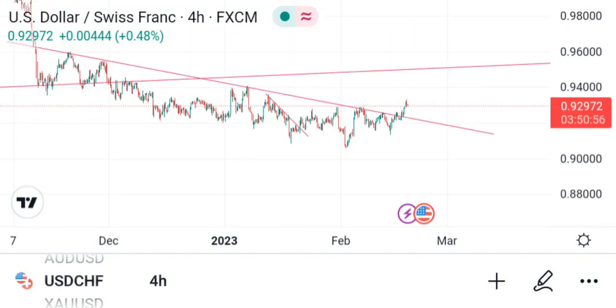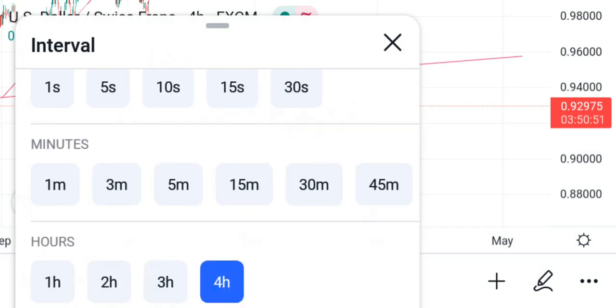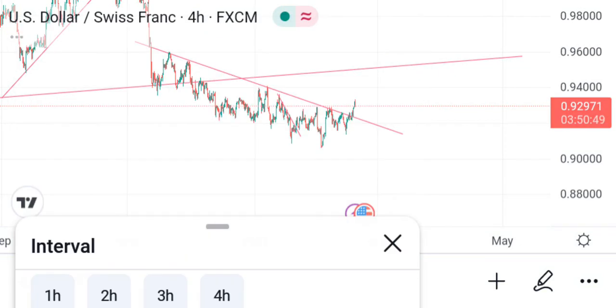Okay, now what we're seeing here, let's go to the daily time frame. What are we seeing here? Let's start from the daily time frame.